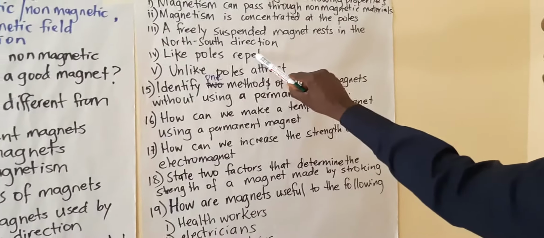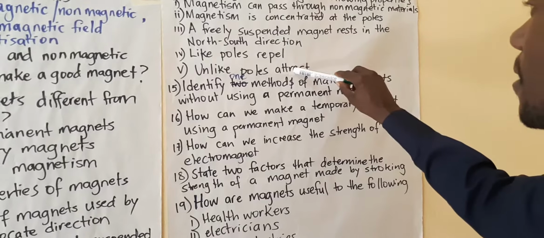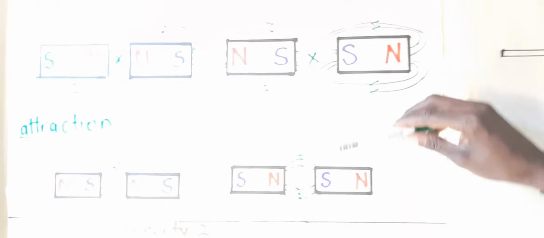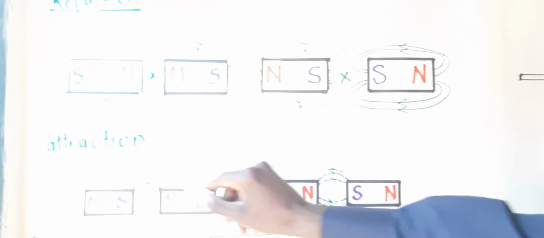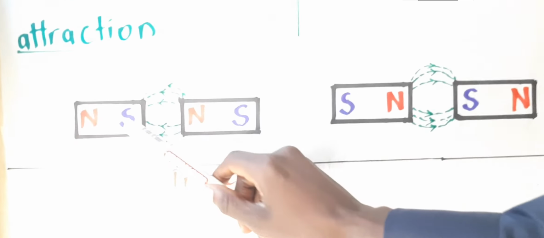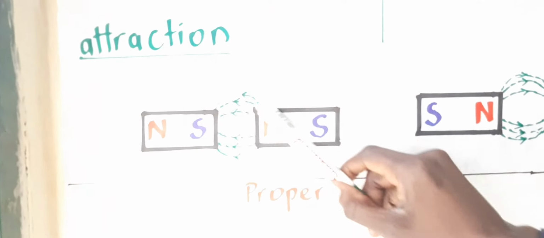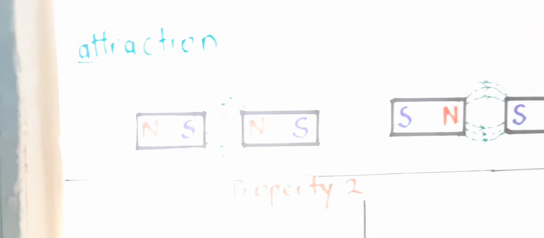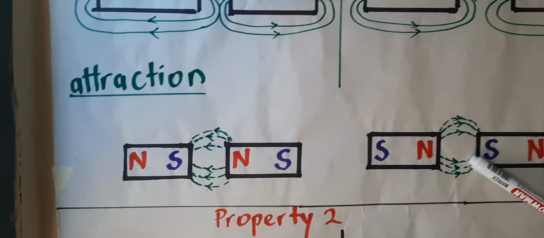Like poles repel, then unlike poles attract. We are going to see this one in the same kit. Attraction. We said unlike poles attract. Unlike poles attract. South and north, there's attraction. The arrows should be there showing the magnetic lines of force. This one is still attraction.